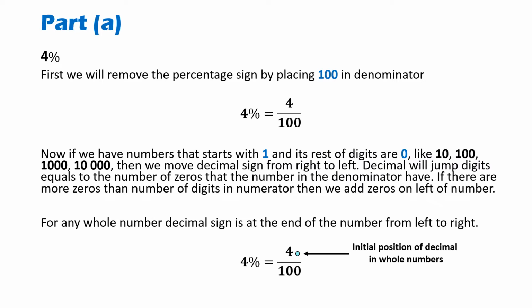Part A. First we will remove the percentage sign by placing 100 in the denominator. Now if we have numbers that start with 1 and the rest of the digits are 0, like 10, 100, 1000, 10,000, then we move the decimal sign from right to left. The decimal will jump digits equal to the number of zeros that the number in the denominator has. If there are more zeros than the number of digits in the numerator, then we add zeros on the left of the number. For any whole number, the decimal sign is at the end of the number, moving from left to right.